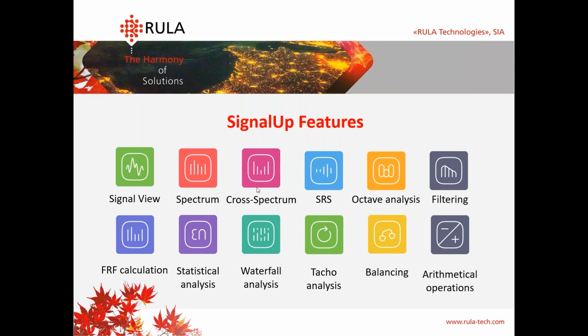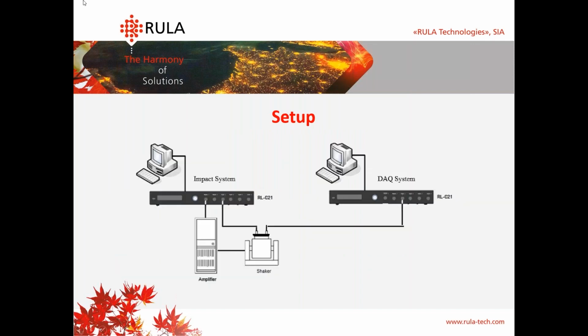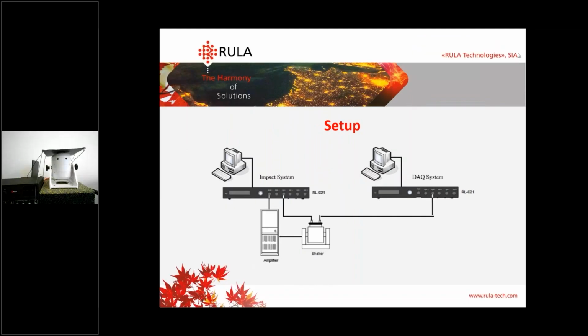And now let's talk a little bit about our setup. I've enabled the camera. Here you can see that we have a shaker with a metal frame on it. And as you see in the slide, today we are using 2 control systems. We have one controller which is connected with an amplifier and the shaker, and we have a sensor mounted in the center of this frame, and this system will generate sine and random.